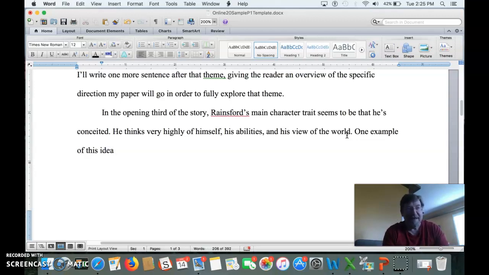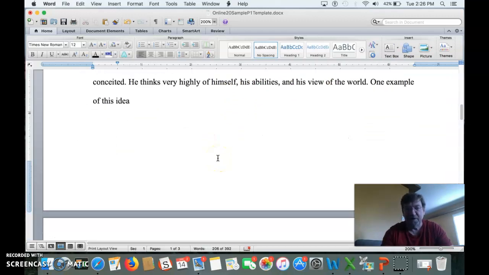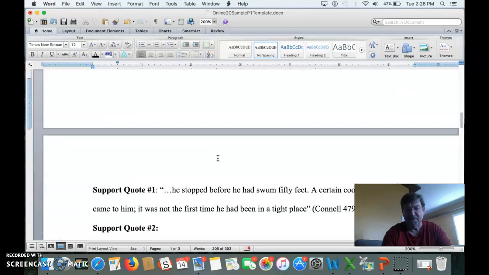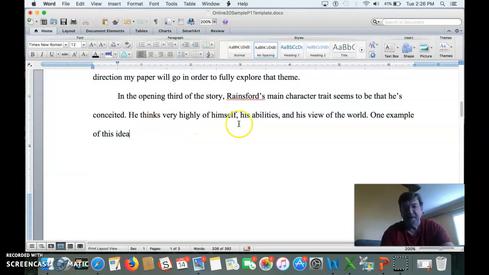I can say evidence of this concept, or I can say Rainsford's cockiness is also clear when... There are lots of ways to do it, but I always want to refer back to my point and let the reader know, yeah, look, I'm making an argument. That's what's going on. So my next thing to do on that sentence, it's not done yet, I have to let the reader know, where is this in the story? Well, this is where Rainsford falls off the boat. That's in the very beginning. So I'm going to say, one example of this idea can be seen in Rainsford's reaction after he falls off the yacht. All right, there it is.